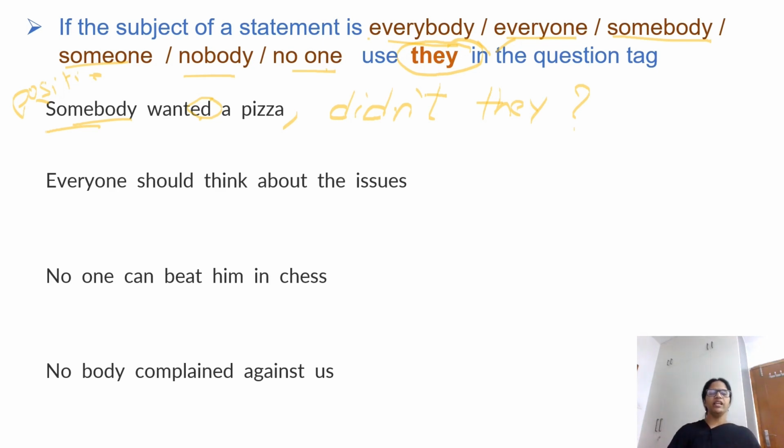Everyone should think about the issue. What is the auxiliary verb here? Should. The statement is positive. We need a negative tag. Should not. Should not contraction is shouldn't.